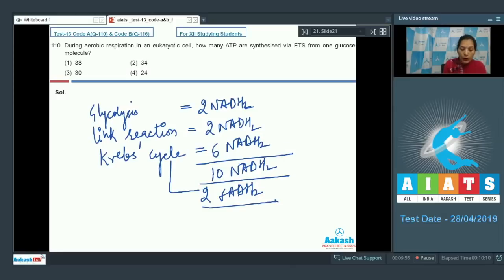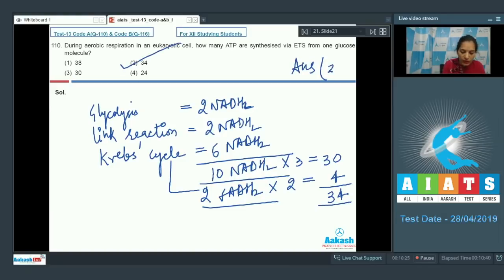So now calculate the number of ATP molecules. 1 NADH2 gives you 3 ATP molecules via ETS and 1 FADH2 gives you 2 molecules of ATP. So 10 into 3, 30 ATP molecules, and 2 into 2, 4 ATP molecules are produced via ETS. So it is 34 ATP molecules. So the correct option for the given question is option number 2. Let's move to the next question.